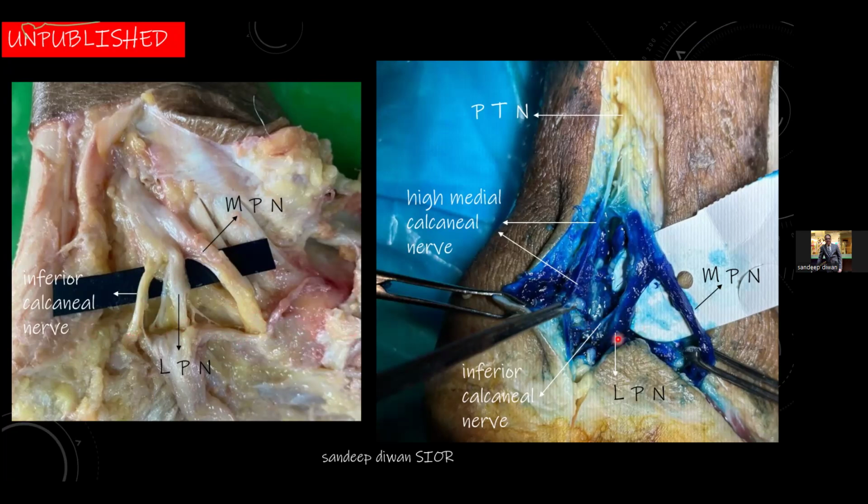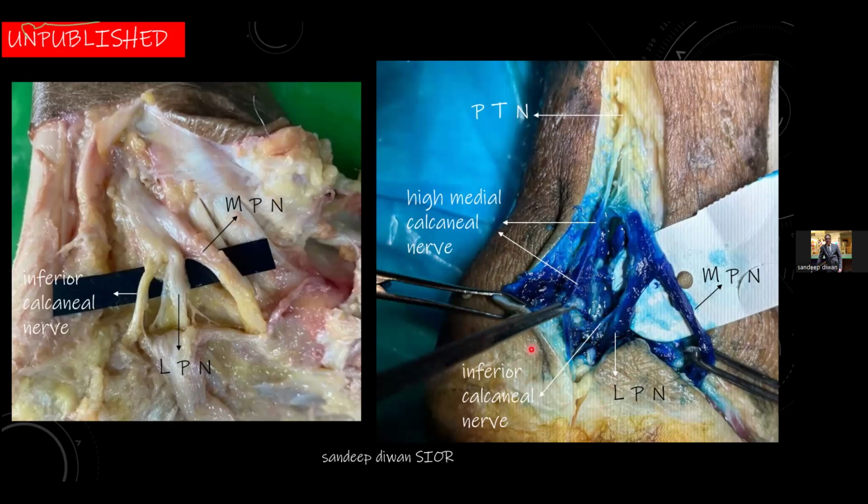So when we injected along this, we found that the medial plantar, the lateral plantar, and the inferior calcaneum nerve all were blocked. And I found that this was the high medial calcaneum nerve, arising separately and going right into the bone, while this one arises from the lateral plantar and goes into the bone. So if you block along this, we will probably block all these nerves and have an effective blockade of the calcaneum for calcaneum surgeries.